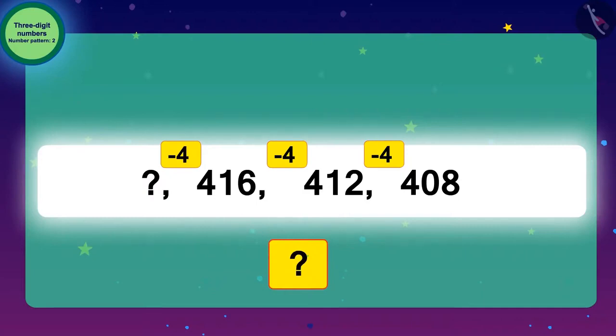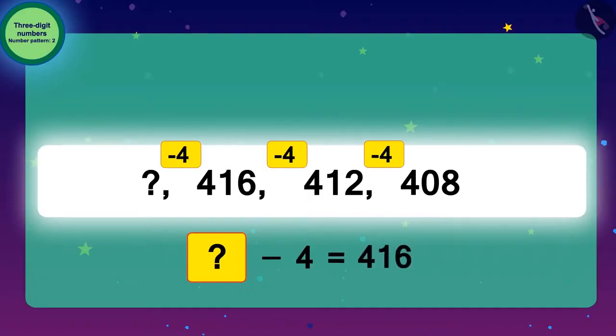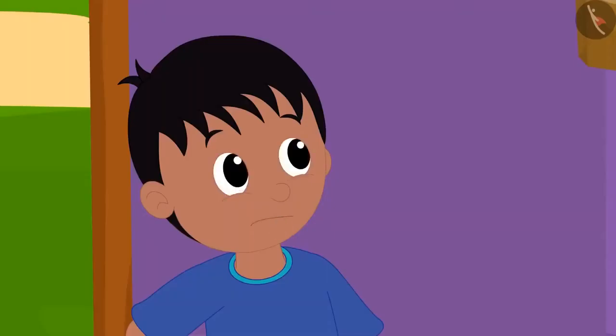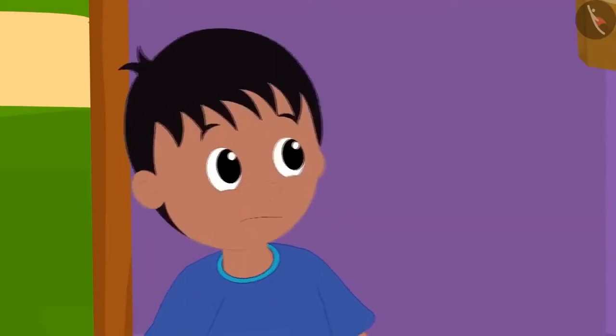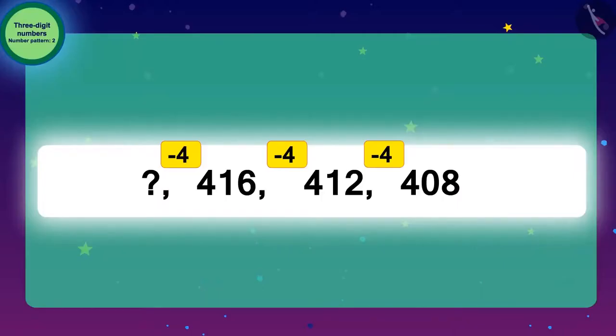Now can you find the number which will result in 416 on subtracting 4 from it? Oh, it is very difficult. Oh no, son. If we add 4 to 416, then we will easily find the first number of this pattern. So the answer to our code is to add 4 to 416. That is 420.